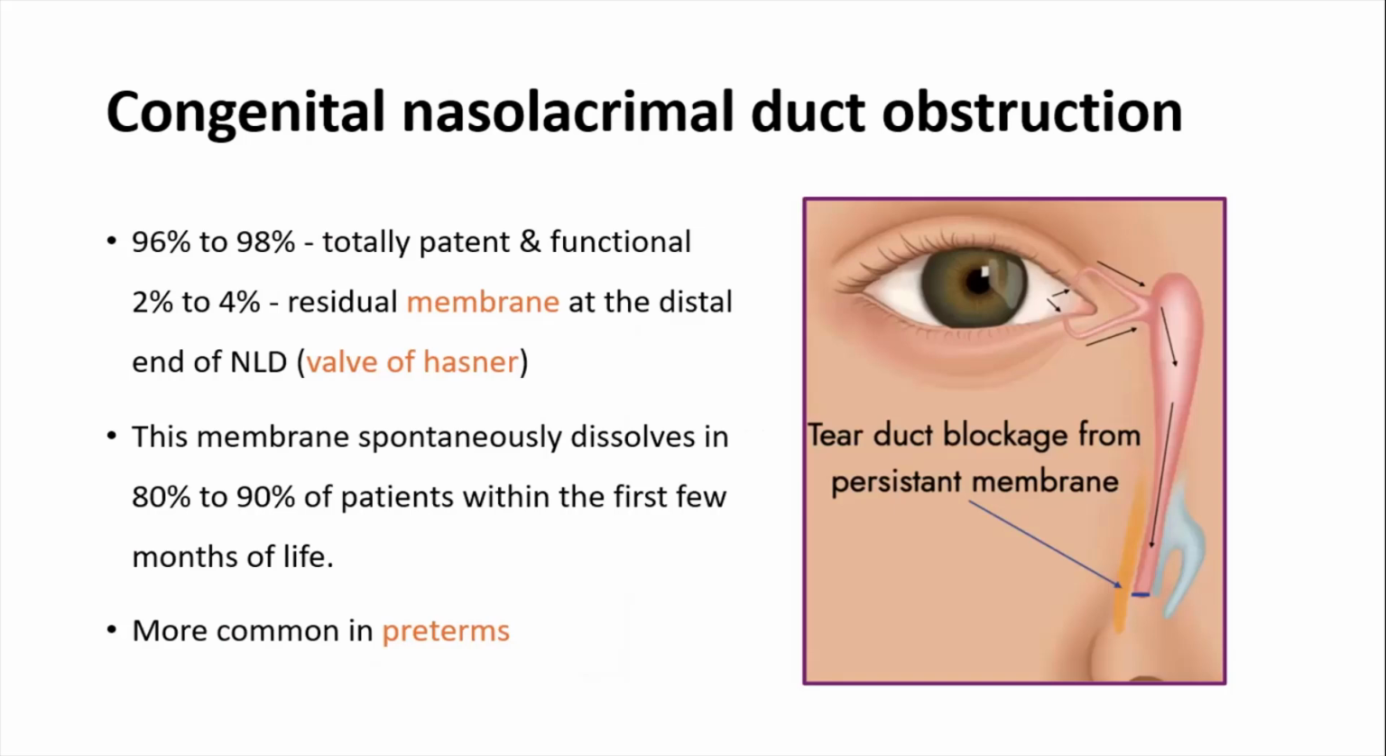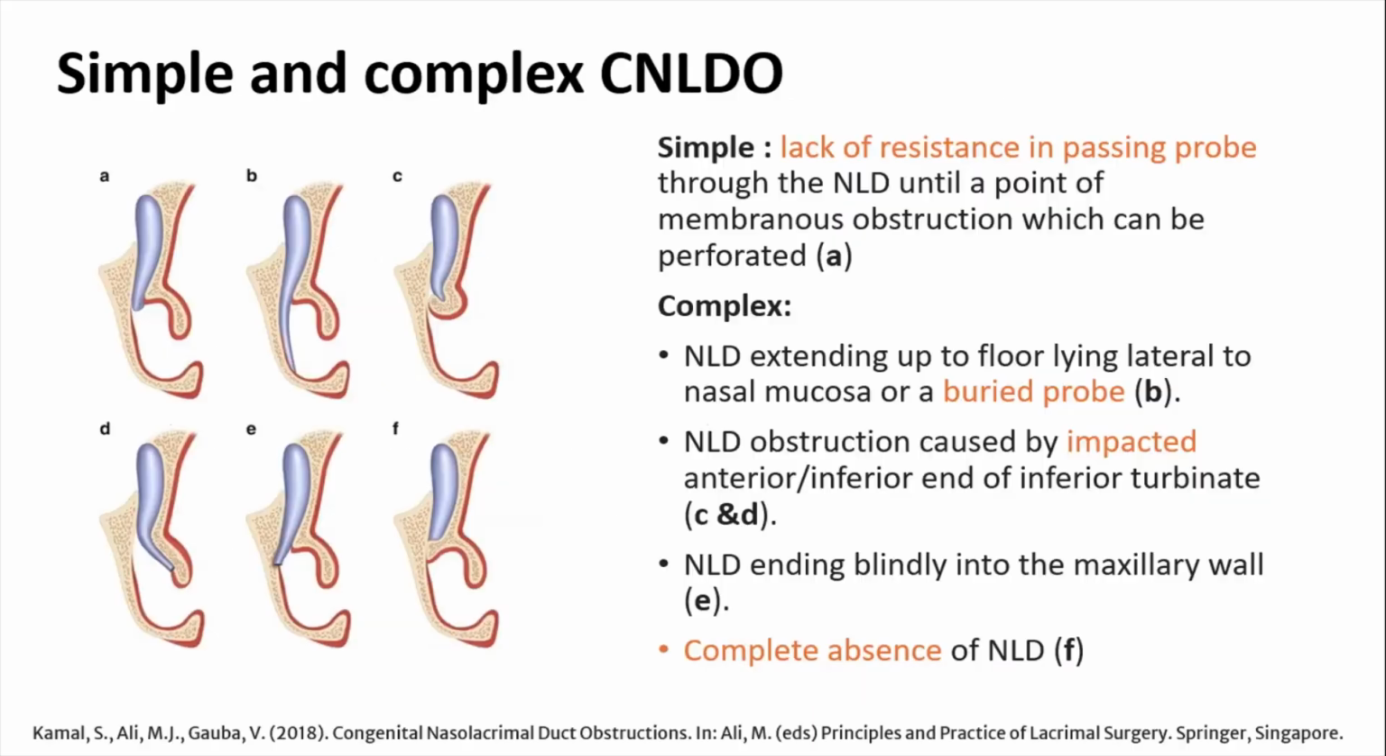In most of the children who are born, around 98%, the duct is patent, but in only 2 to 4% there is a residual membrane at the distal end at the level of the valve of Hasner, giving rise to this condition. The good part is that the majority of it undergoes spontaneous resolution. Most of the time, we advise conservative treatment, and just by observing, we can note that the condition resolves. Hence, it is also more commonly seen in preterm births.